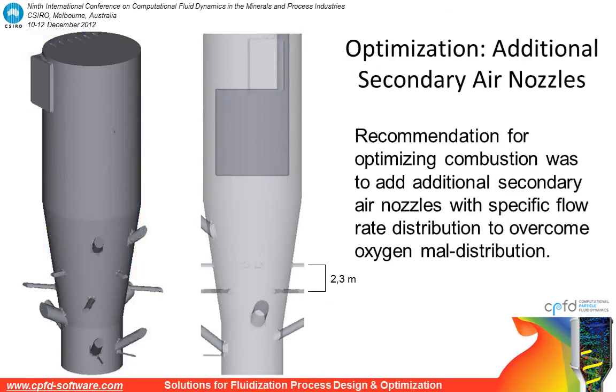One of the suggestions made by AX Process for the plant was to include additional secondary air nozzles higher up in the unit. The recommendation for optimizing combustion was to add these nozzles to help overcome the oxygen maldistribution as a result of the one-sided fuel feed.